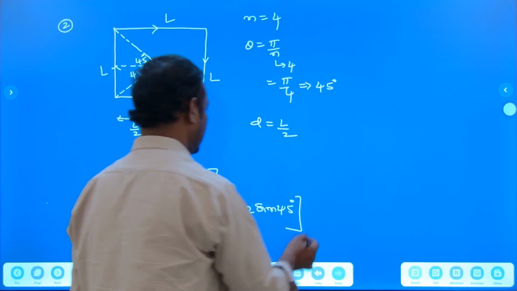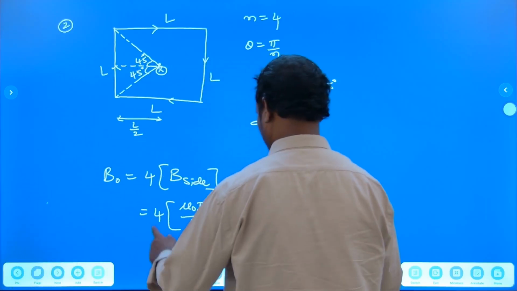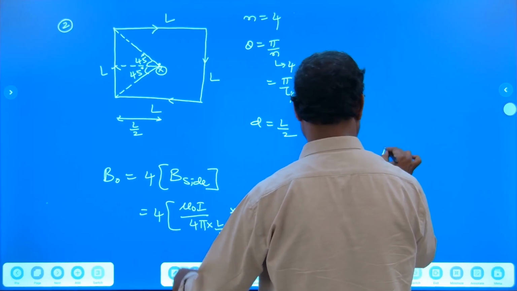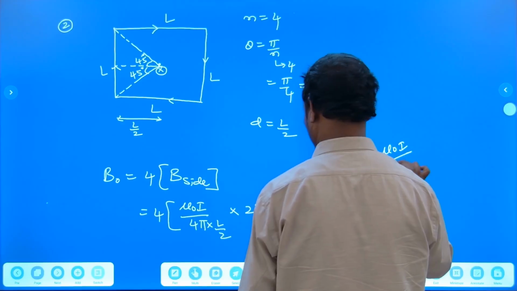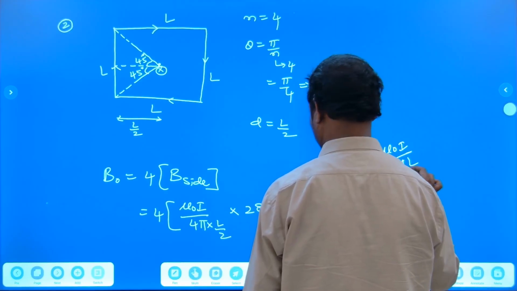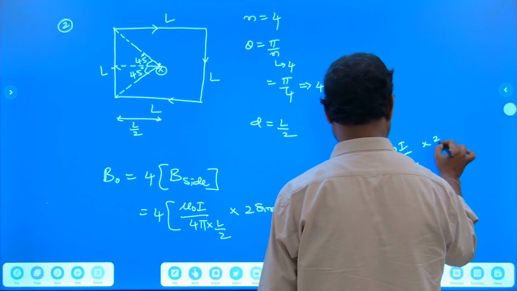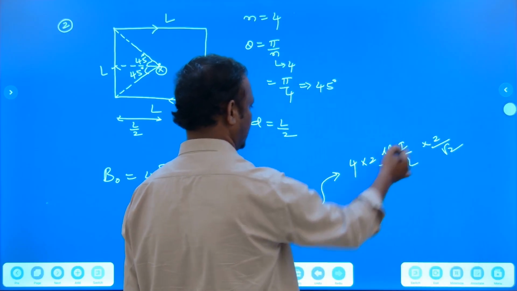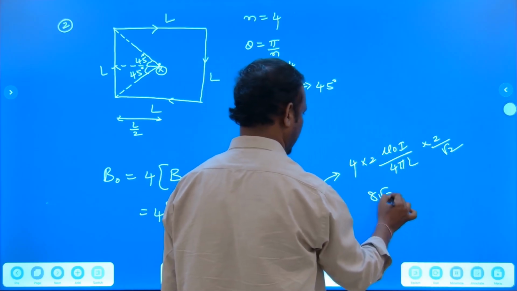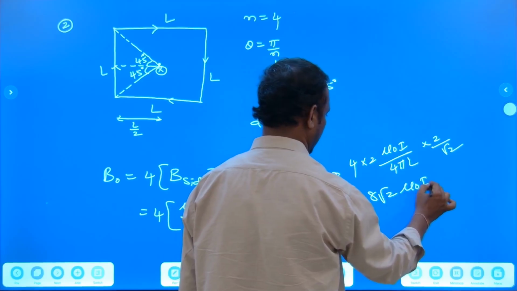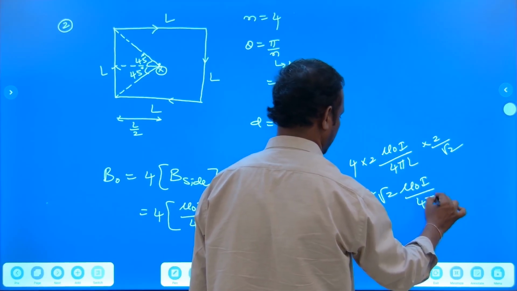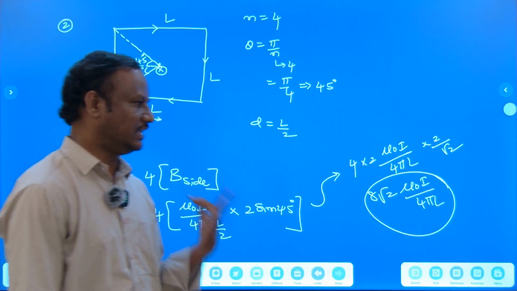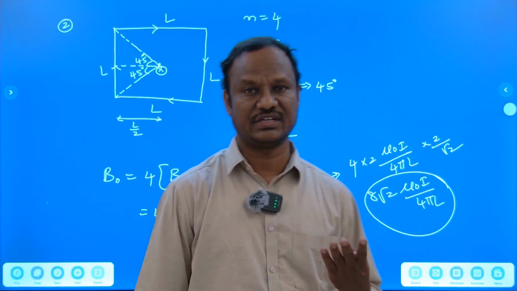So this I can write now as 4 into 2 mu naught I by 4 pi L times into 2 by 2. So root 2 becomes 8 root 2. 8 root 2 mu naught I by 4 pi L, the answer. So this is what I have taken for the 3 sides, and for the 4 sides I have taken.